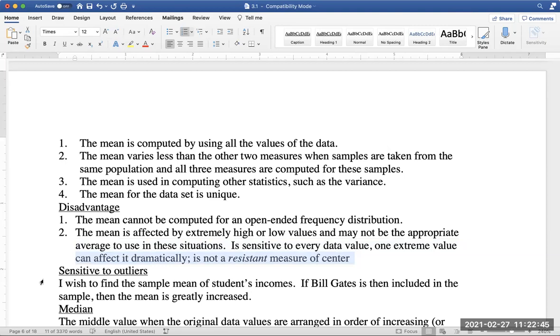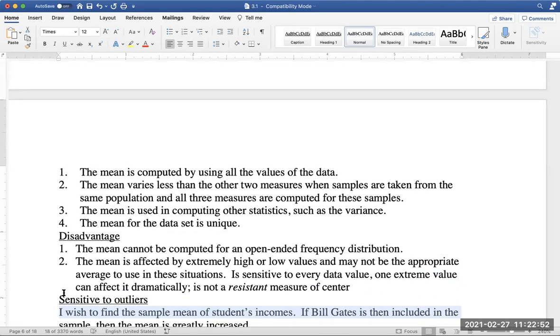Suppose I wish to find the sample mean of students' incomes. I'll ask everyone, what's your income? $5,000, $2,000, $15,000. I add up everyone's incomes, and the average income in this class is $12,000 a year. In walks Bill Gates, and he says, please, can I join your statistics class? Melinda has told me to get off the couch and to finish my degree.